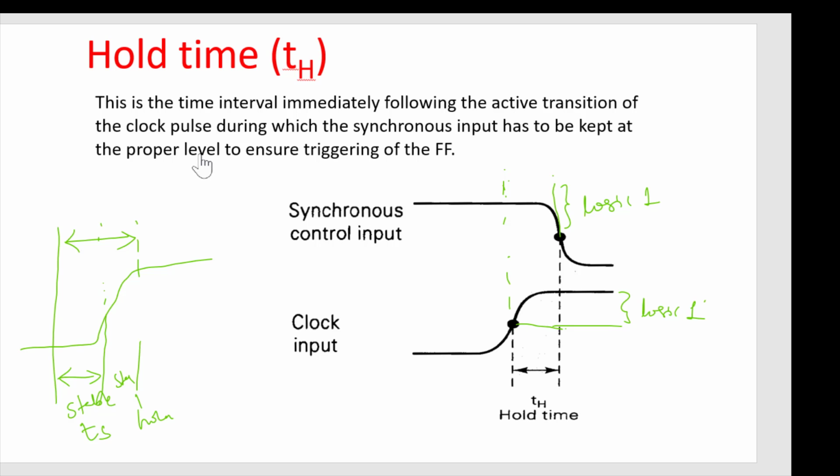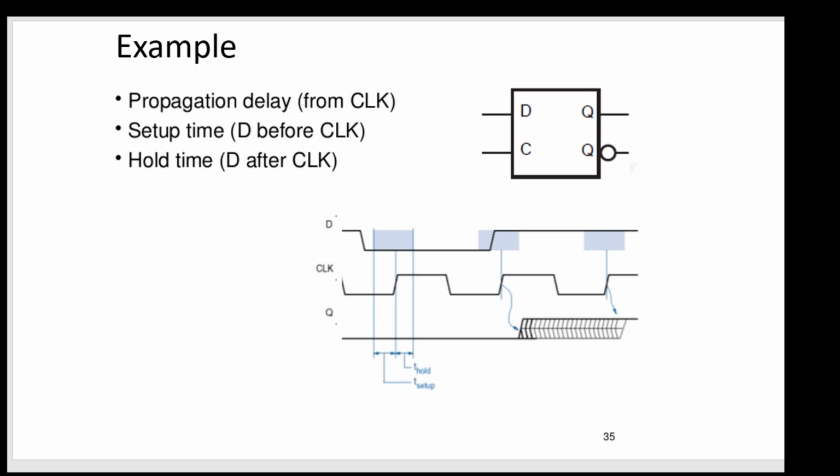In a straightforward way you can say your input should be stable a certain period of time before the clock transition and after the clock transition. Now let us take a simple example to understand the setup time and hold time. If you look at here, the waveforms, this is your D input and this is your clock. In the first cycle, this is the setup time, this is the first half of the clock, and the second half of the clock is hold time.